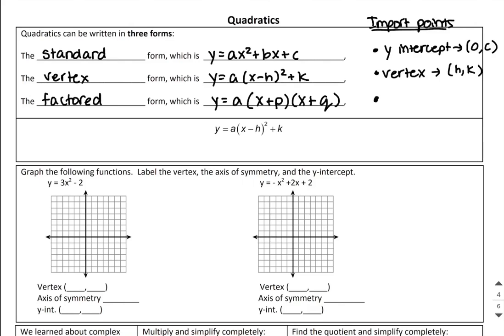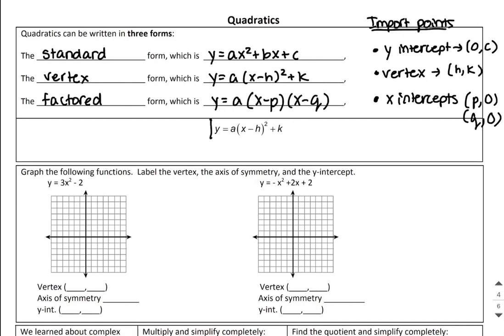And then the last form, the factored form, shows me my x-intercepts, and those are the numbers that are being subtracted inside of parentheses. So I would have (negative p, 0) and (negative q, 0). I should actually have written this as, let me rewrite this, as (x minus p)(x minus q). So then I would see my x-intercepts would be (p, 0) and (q, 0). The constant that I'm subtracting in the factored form is my x-intercept.